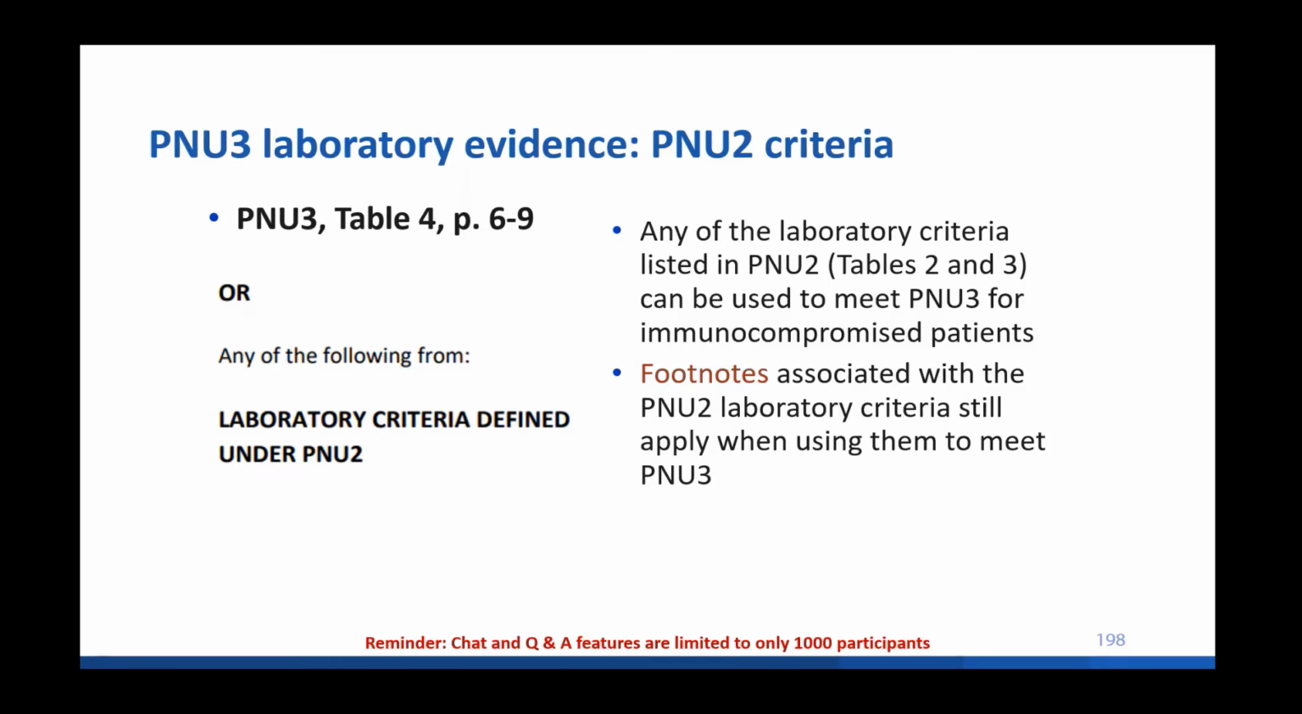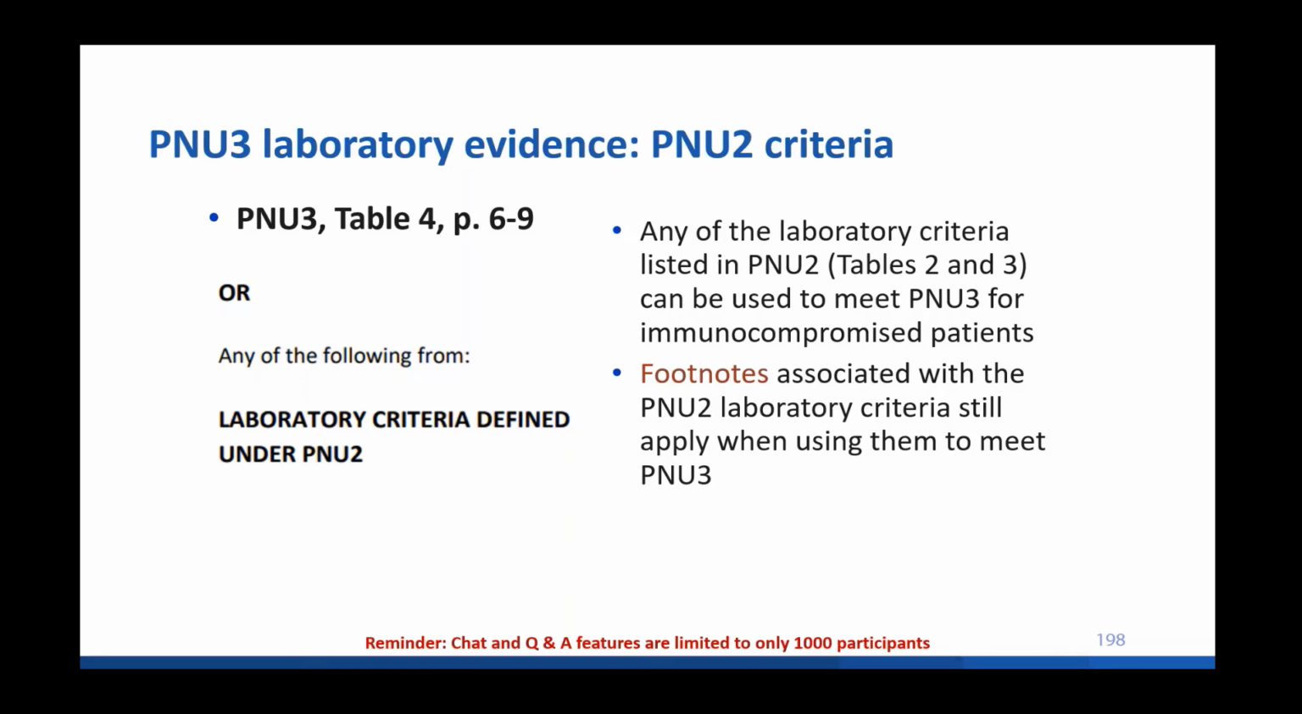Under the laboratory column in Pneumonia 3, you'll see "or any of the following from laboratory criteria defined under Pneumonia 2." And what does this mean? It means that any of the laboratory elements listed in the pneumonia algorithm in tables 2 and 3 can be used to meet Pneumonia 3 as well. But don't forget, the footnotes associated with the laboratory elements also apply when meeting Pneumonia 3.